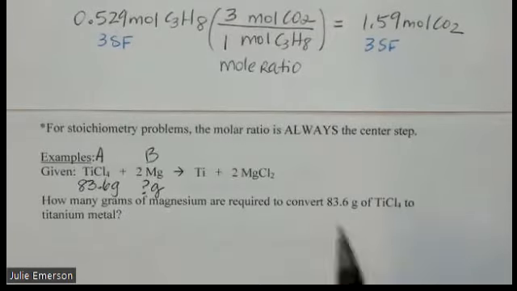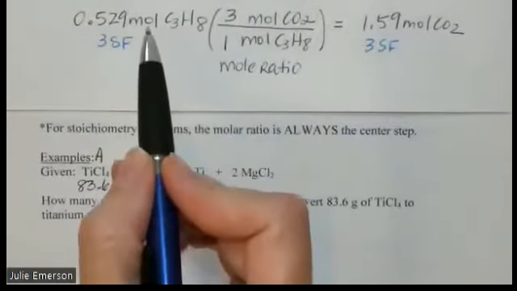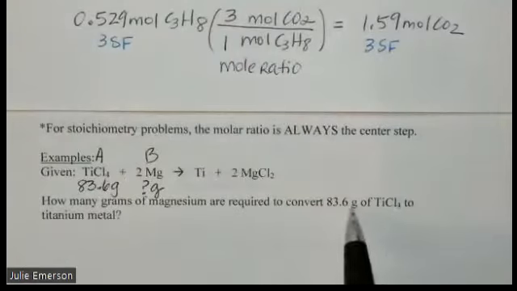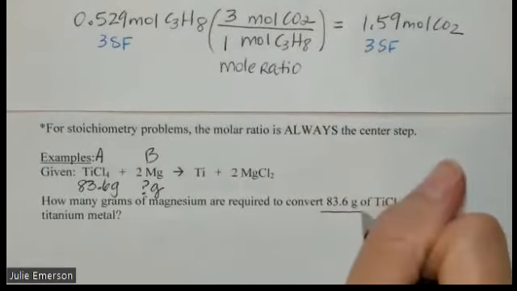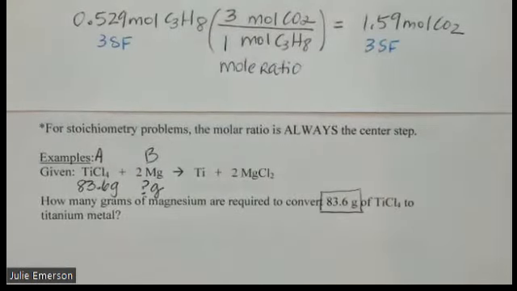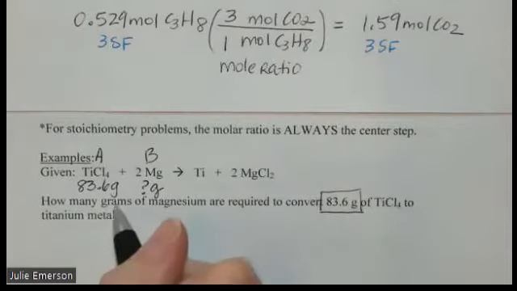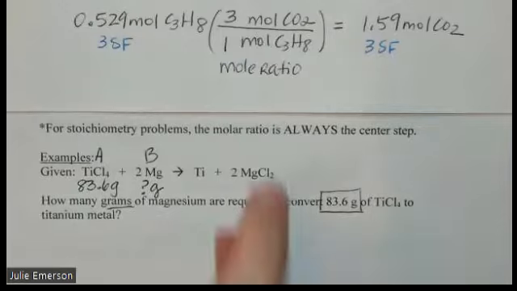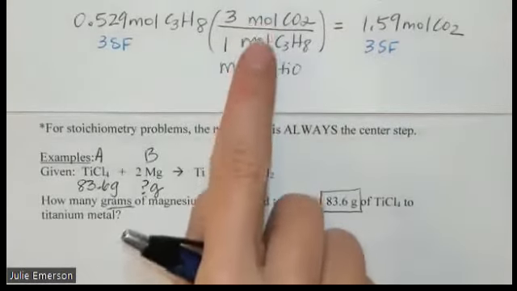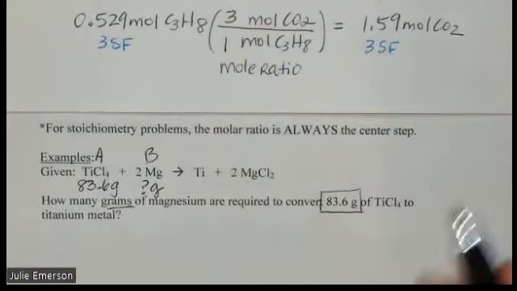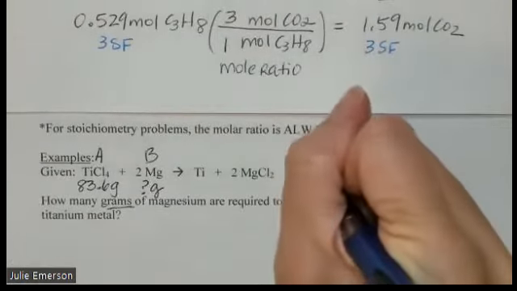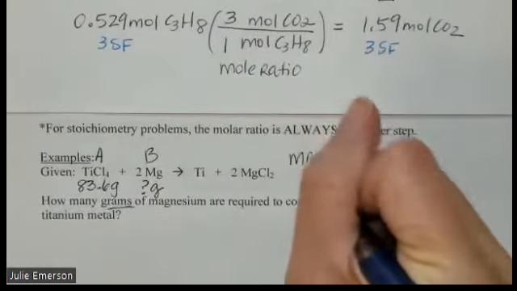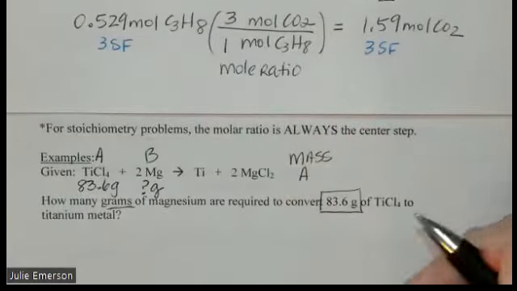So this one's different. We had moles in the last example. This one's got grams, and that's a better example of what we would do if we walked into lab. What I want you to recognize is that anytime you are asked for grams or given grams, you still always have to go through that mole ratio center step, always. So if you think about this, we've got the mass of the titanium 4 chloride, so that's our A.